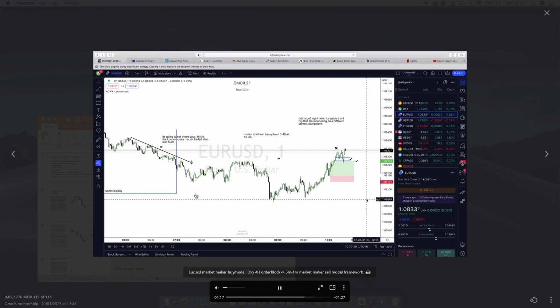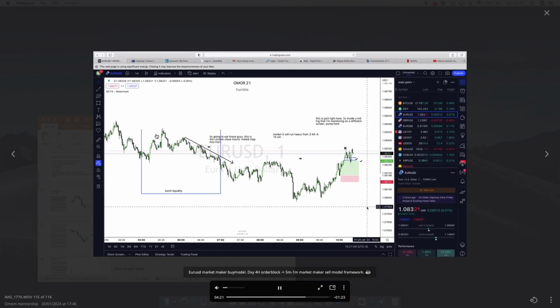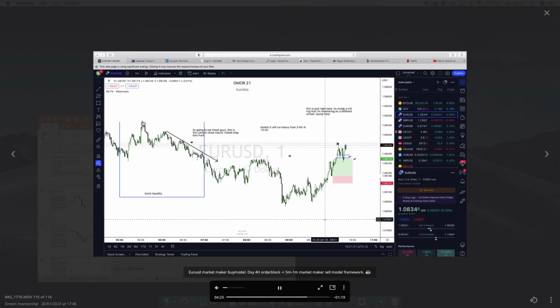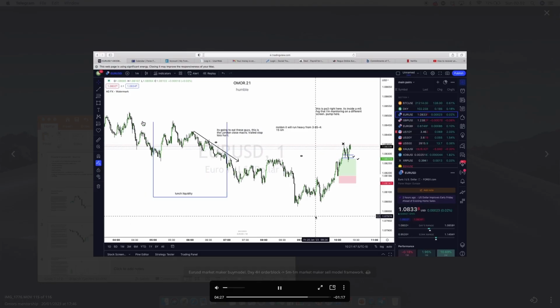Now the blue lines are delineating the lunch, from 5 to 7, and we're working within these liquidity pools to target. You'll see it's going to come straight up for that. These guys, it's going to go straight for them.